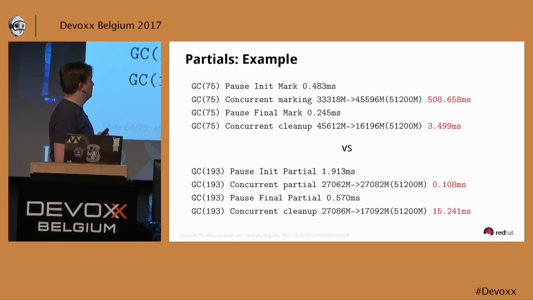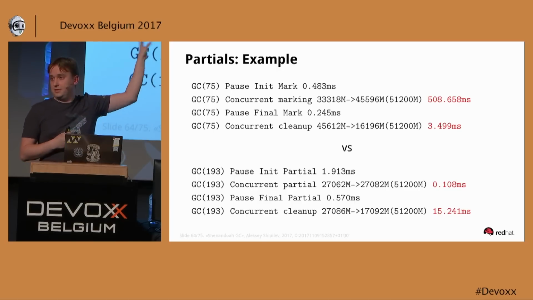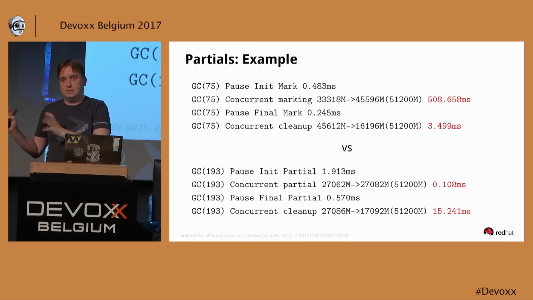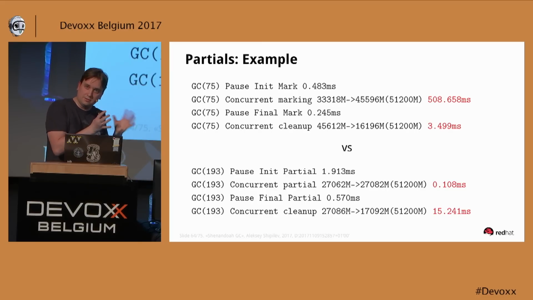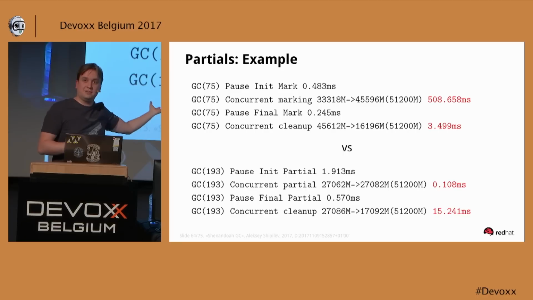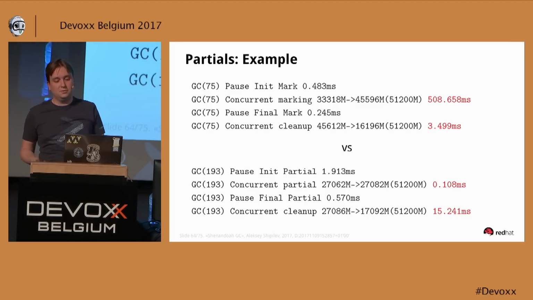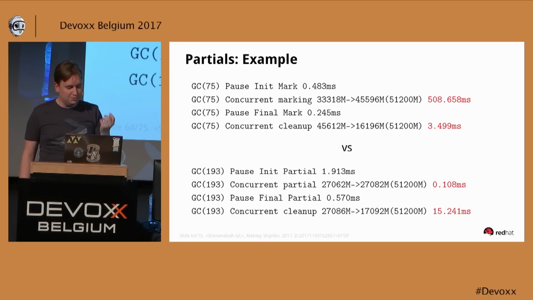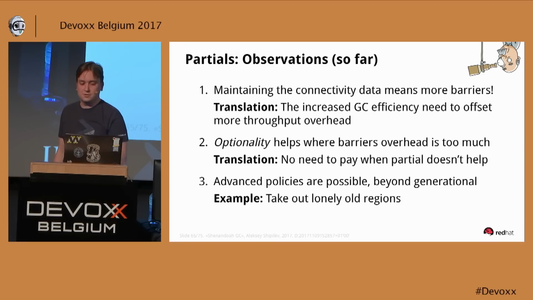We are trading the full concurrent mark of the entire heap for knowing something about the heap through this connectivity data, and doing the simple one. And this is the partial collection. The special case of this is generational, even though you can do more advanced things. So, observations: maintaining this connectivity data means more barriers.